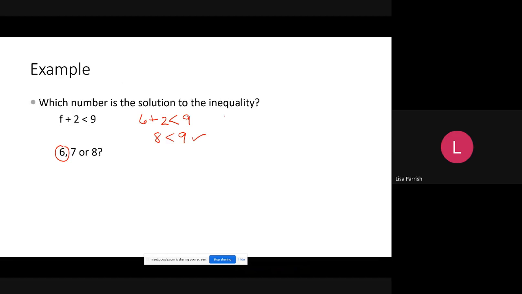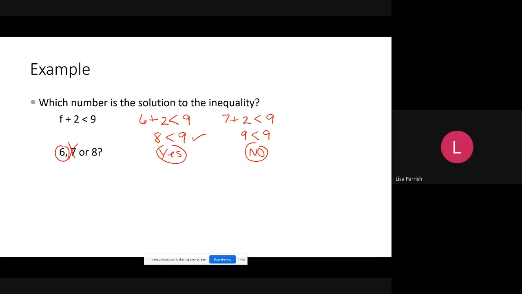Let's try the others. Sometimes you can have more than one. Now we're going to plug 7 in for our variable f. So 7 plus 2 is less than 9. Well, let's see. What is 7 plus 2? 7 plus 2 is 9. Is 9 less than itself? No, it's equal to itself, but it's not less than. If it had that equal to bar, this would be true, but it doesn't. So that one is, you could say, yes, no. So 7 is not a solution.